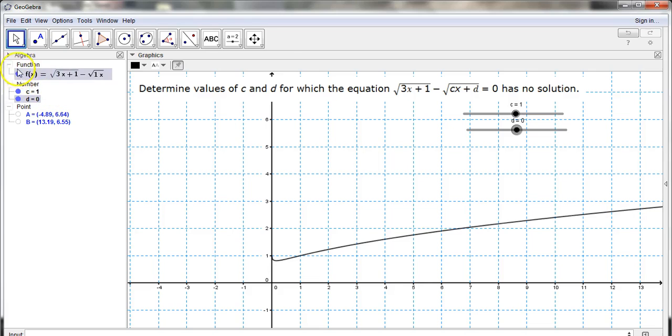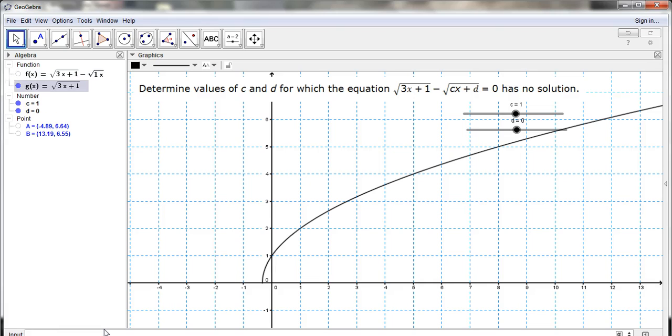So then I thought, okay, well, let's actually graph the square root of 3x plus 1 and then graph the square root of cx plus d separately and then take a look at what the subtraction means. So I'm going to hide my function here. And so I'm going to just enter the sqrt of 3x plus 1 and hit enter.